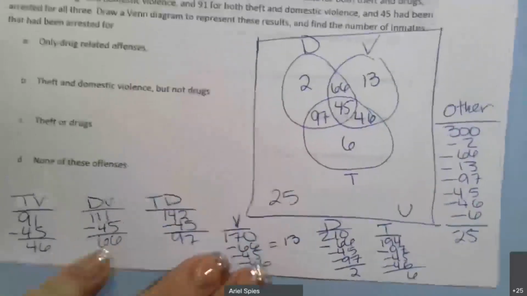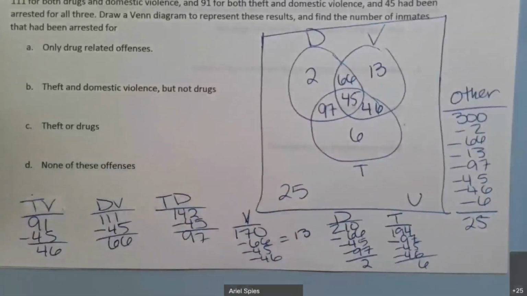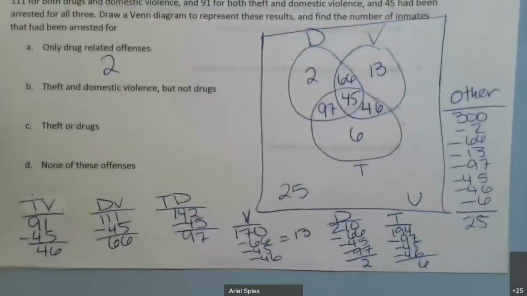Okay. Now that I have my Venn diagram filled out, I want to go back and answer these 4 questions. So how many people were only arrested for just drugs? 2. How many people were arrested for theft and domestic violence, but not drugs?